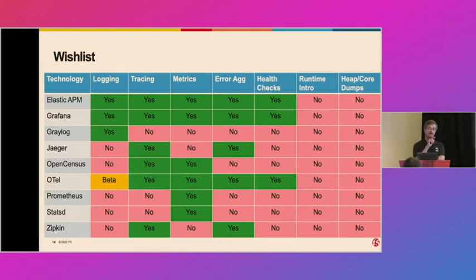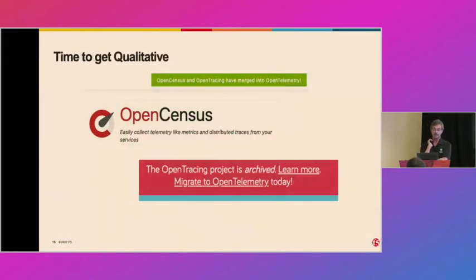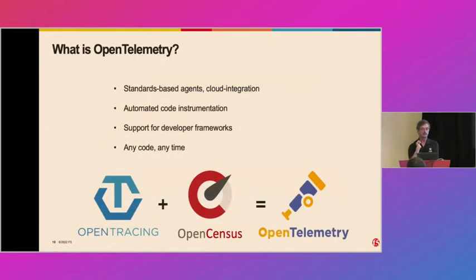And because NGINX does have some expertise in OpenTracing, we started by looking at OpenTracing, and then somebody said, go look at OpenCensus. And so the first thing that comes up, OpenCensus says, OpenCensus and OpenTracing have merged into OpenTelemetry. And then the OpenTracing project has been archived. Go to OpenTelemetry. And so we started by looking at OpenTelemetry and found out really quickly that it was someplace we wanted to be.